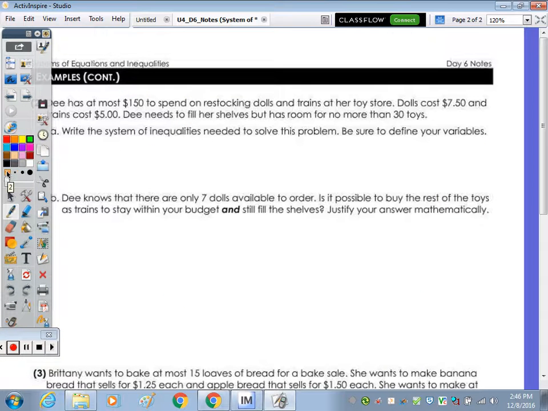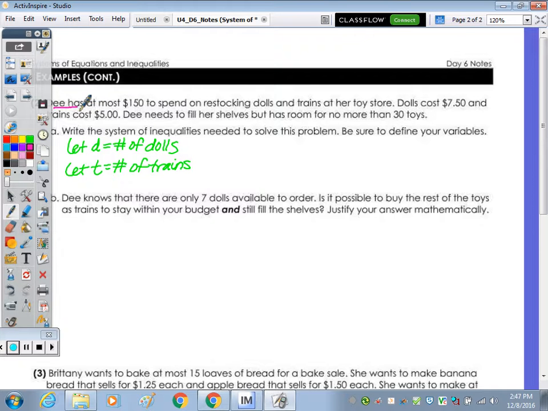So in number 2, D has at most $150 to spend on restocking dolls and trains at her toy store. Dolls cost $7.50 and trains cost $5. D needs to fill her shelves, but has room for no more than 30 toys. Write a system of inequalities to solve this problem. So I'm going to use D for the number of dolls and T for the number of trains.